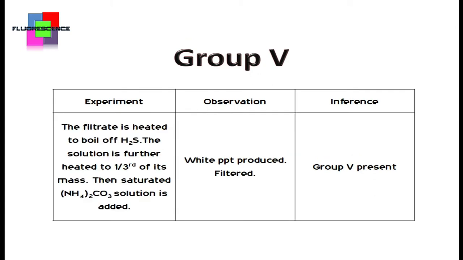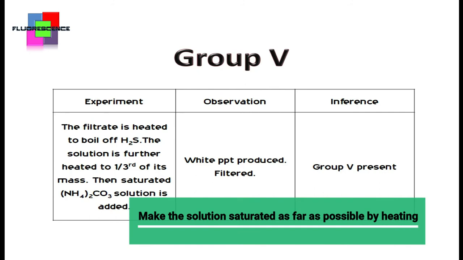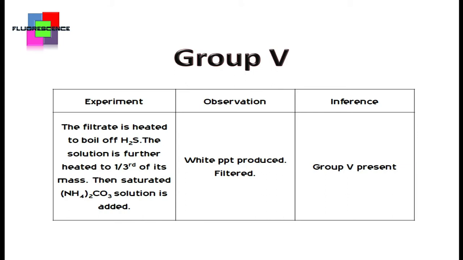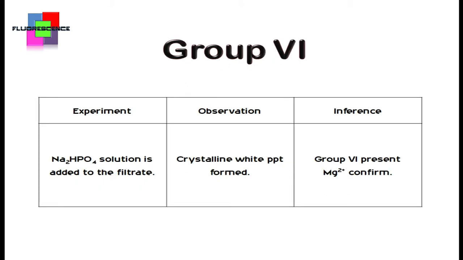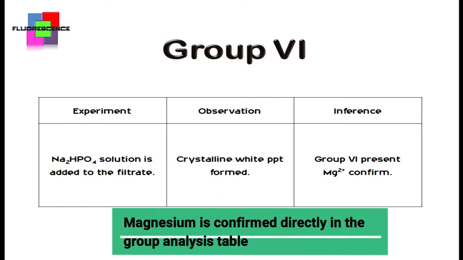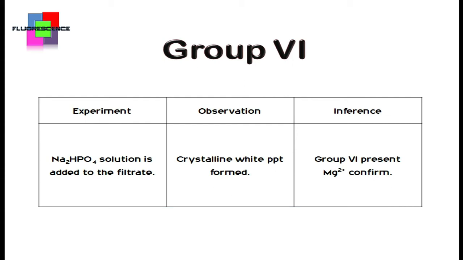Boil off H2S and heat it further so that the mass turns to 1/3 of the initial. Then you will add saturated ammonium carbonate solution. If you get a white precipitate, it will indicate the presence of group 5. If not, add disodium hydrogen phosphate solution to it, and if you get a crystalline white precipitate, it indicates the presence of group 6 as well as magnesium ion. Remember, magnesium is the only ion which is analyzed directly in the group analysis table. For this you don't need to write separately.